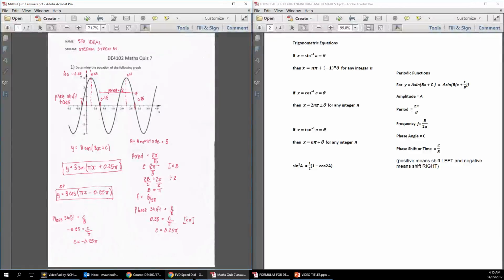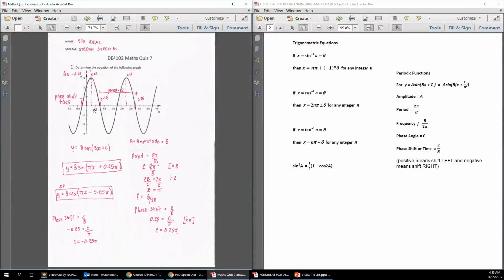The opposite to the way the numbers are going here, but that type of phase shift is positive 0.25. So we can put that in here because we know that the phase shift, positive 0.25, equals c over pi. Now we multiply by pi, and that gives us c, so c equals 0.25 pi. And we can fill that in our equation. So there's one equation of that graph. That's one correct equation of that graph.